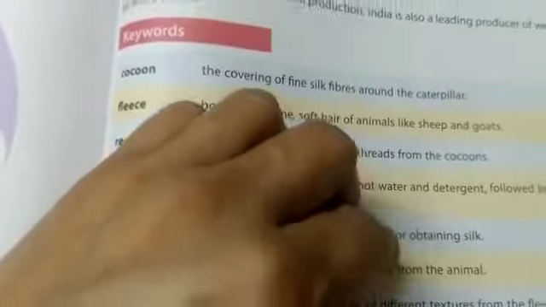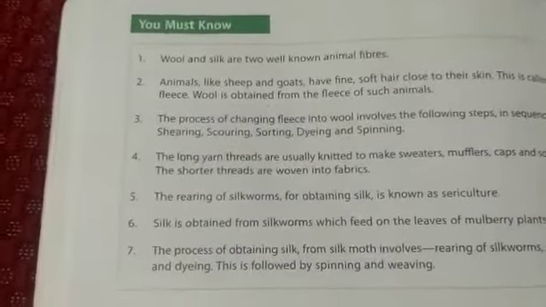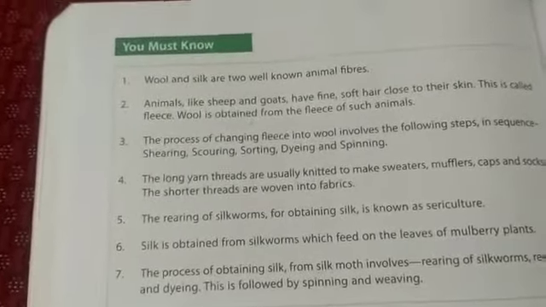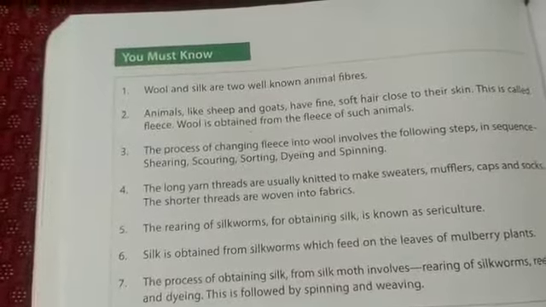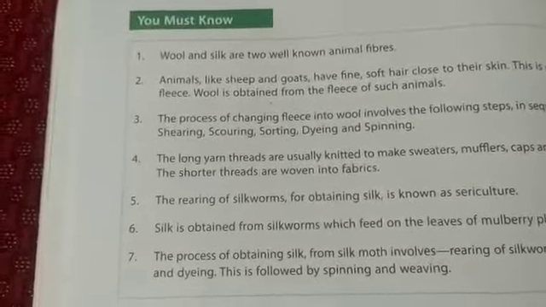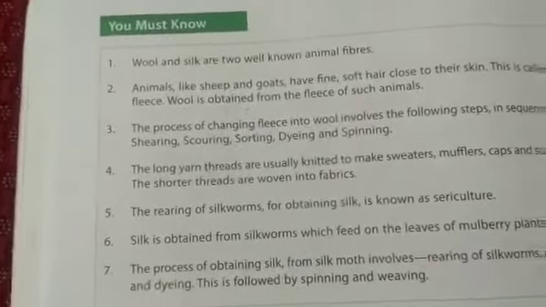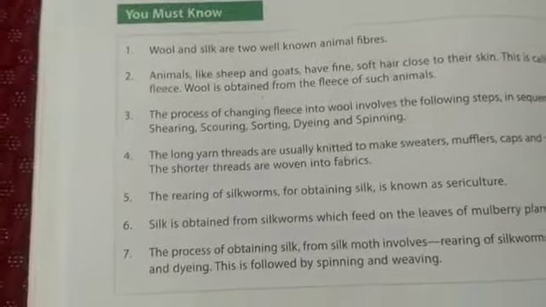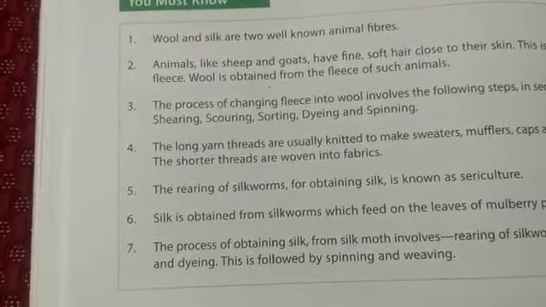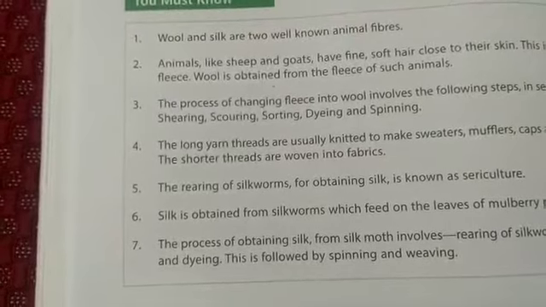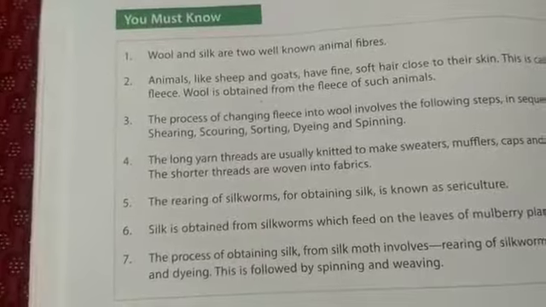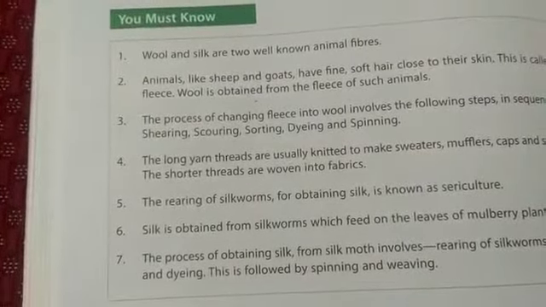After that, you must know points. As we have read the whole chapter, let's talk about the you must know points. Wool and silk are two well-known animal fibers. You obtain these from animals. Animals like sheep and goat have a fine coat of hair on their skin, that is said to be a fleece. Wool is obtained from the fleece of such animals.